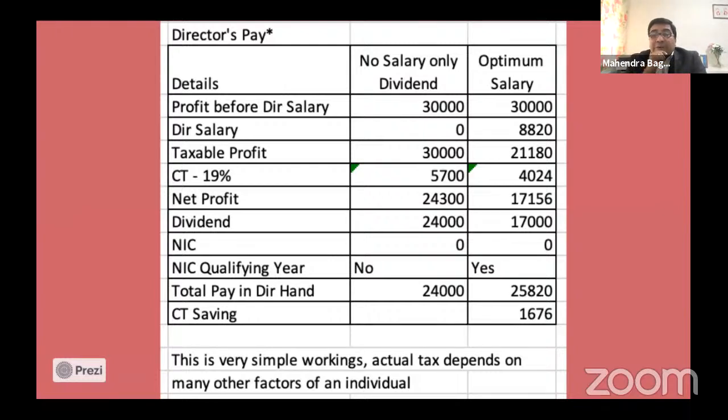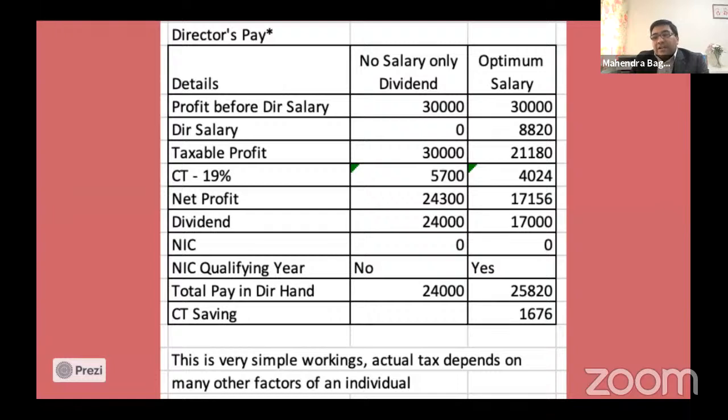The optimum salary could be that you keep the profit before tax at 30,000, and if you withdraw 8,820, your taxable profit will reduce to 21,180, and then you pay the corporation tax at 19%. Your net profit of 17,000, and if you take the whole of that as your dividend, you end up in your hand with 8,820 plus 2,580, but you're also qualifying for the national insurance.